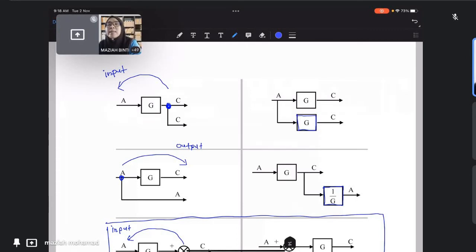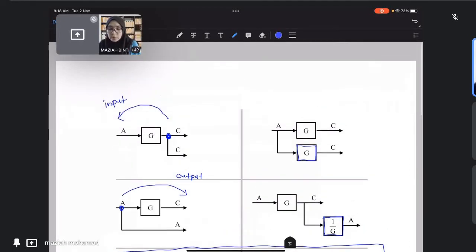First one is series. Number 2 is moving a summation point, and there will be 2 there, toward the input and toward the output. And the third one is moving a pick-off point. There will also be 2, toward the input and toward the output.